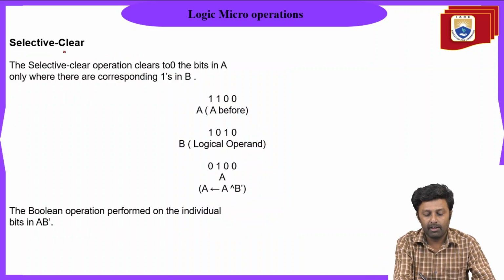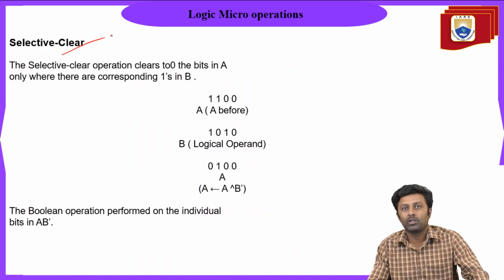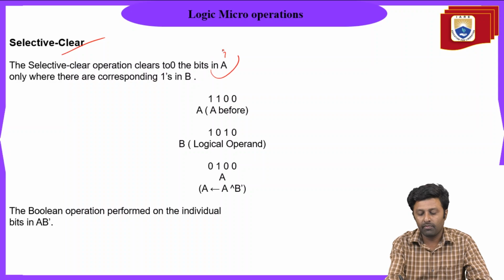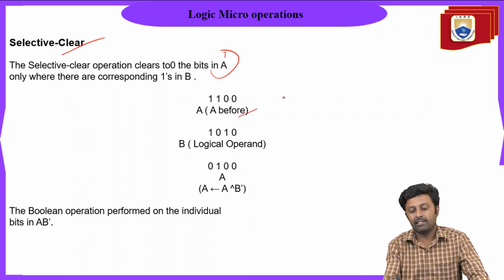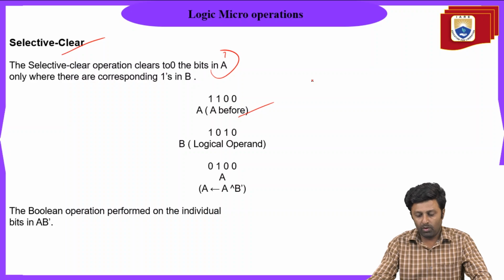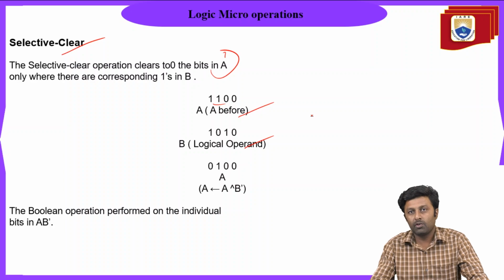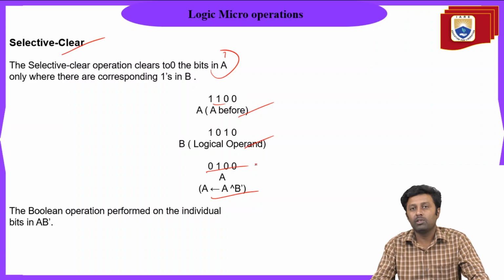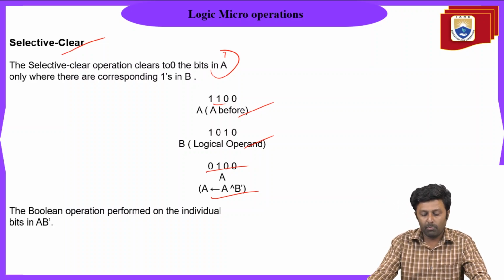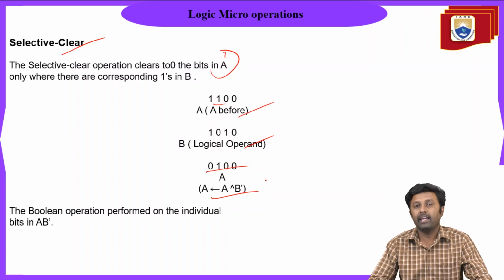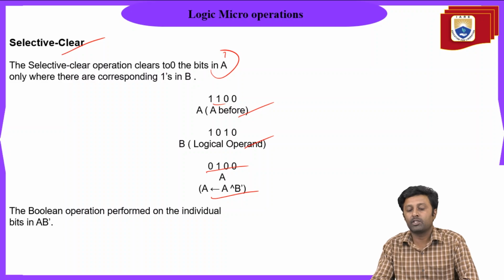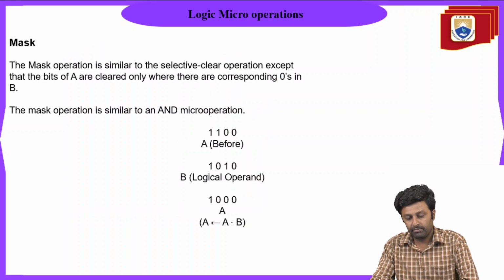So like this we can perform one more operation, that is selective clear. The selective clear operation clears the values of A to 0. Let us say the value of A is 1100 and the value of B is 1010. So after this selective clear operation, the output will be 0100. The Boolean operation performed on the individual bits here is A into B dash. So if you do that, the selective clear operation will be performed.